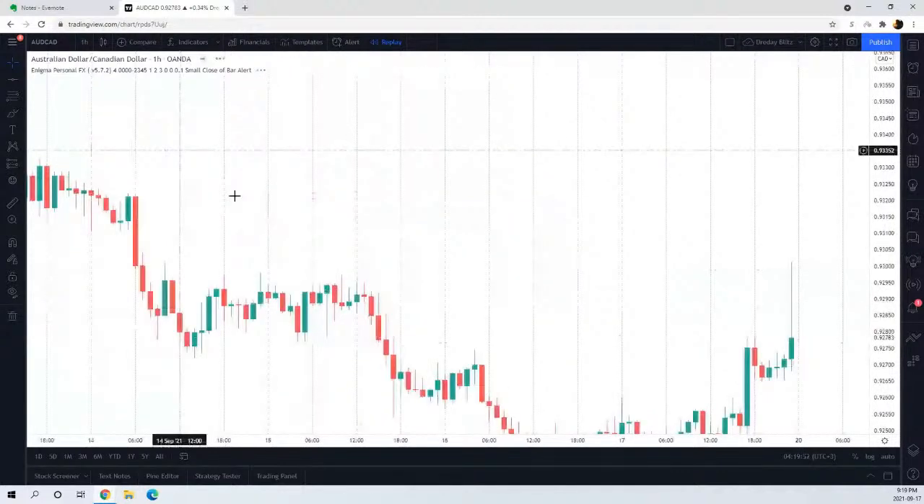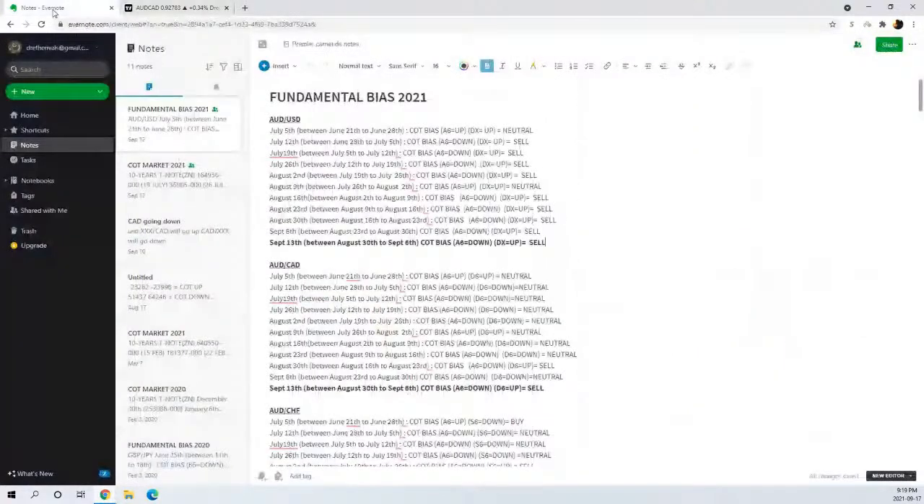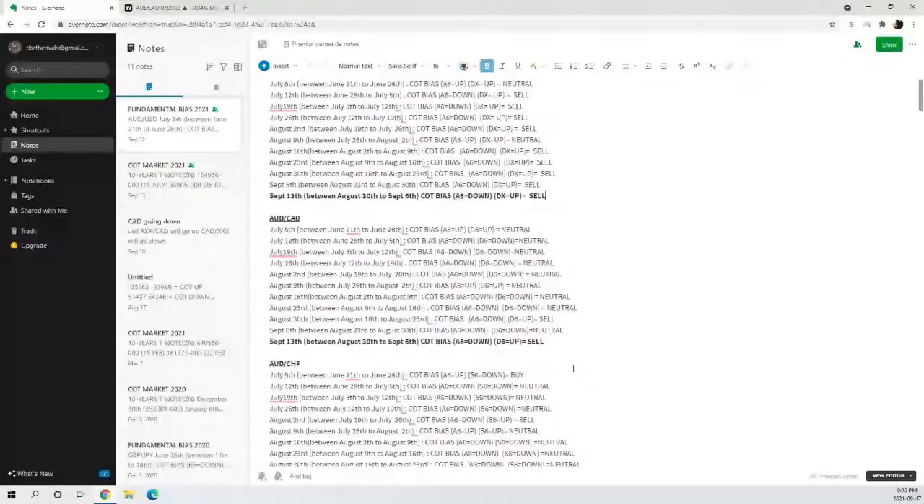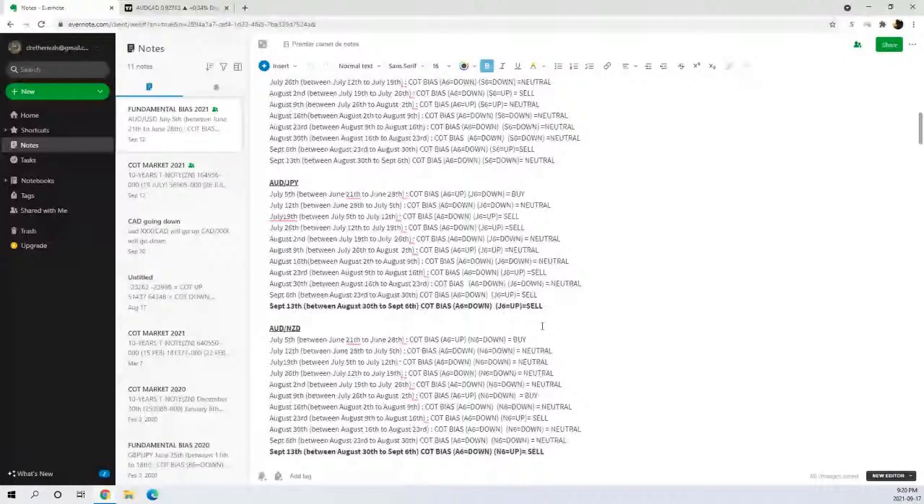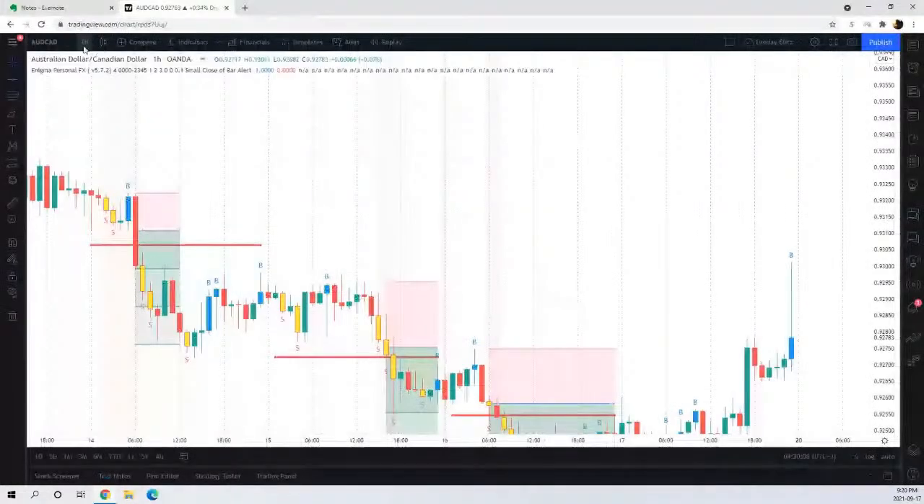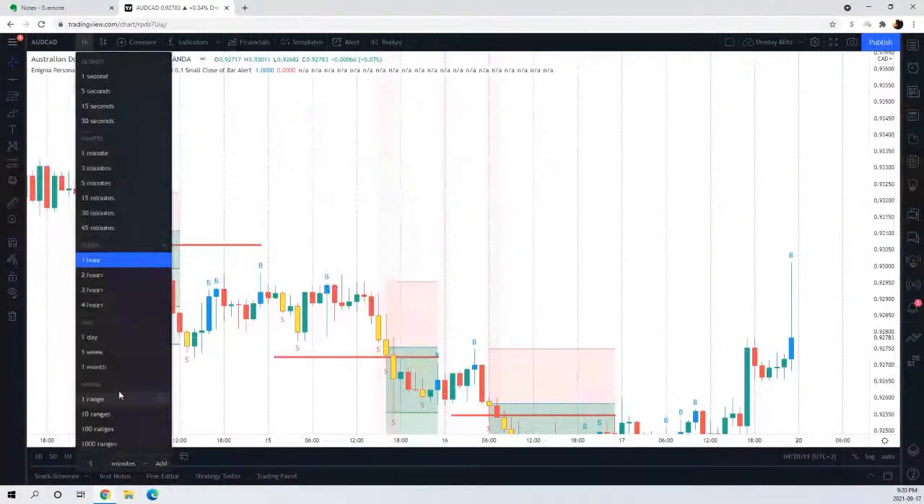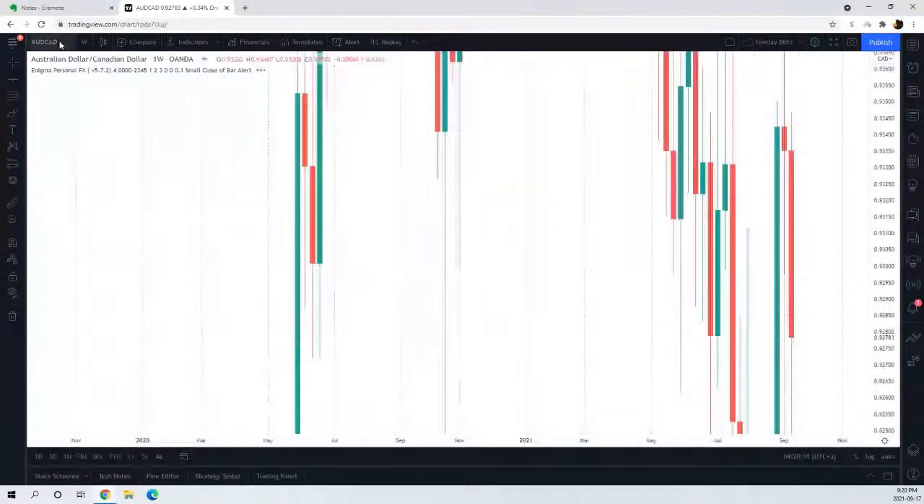currency. Let's continue. So far we have AUD USD that was a sell. Same thing for AUD CAD. So let's look at AUD JPY. So we had a sell for AUD JPY. So we're gonna go back on the weekly and we're gonna search for AUD JPY.